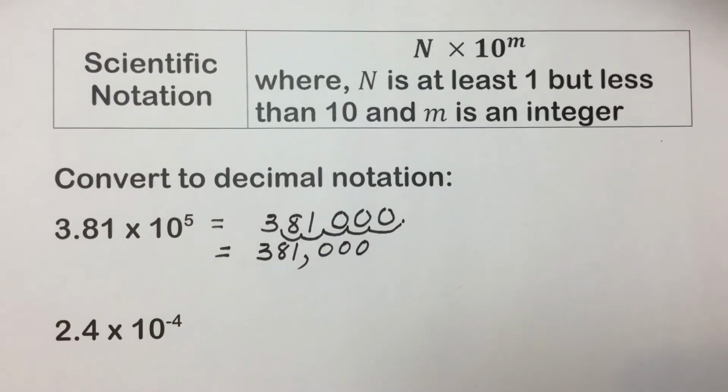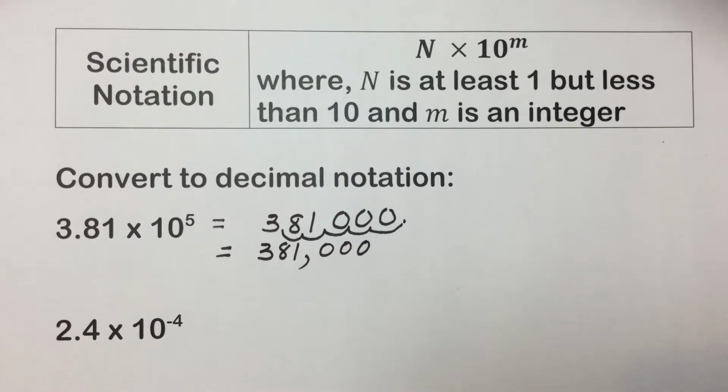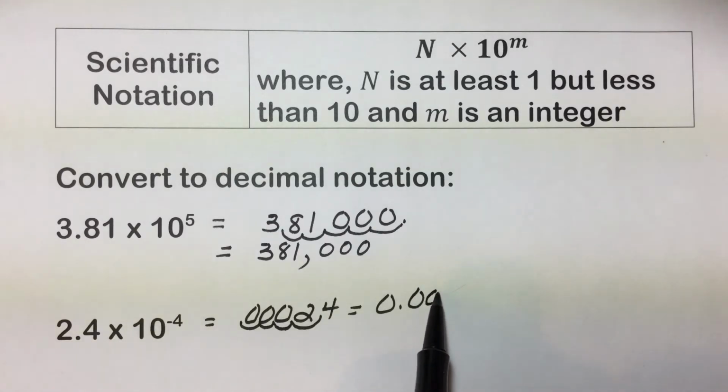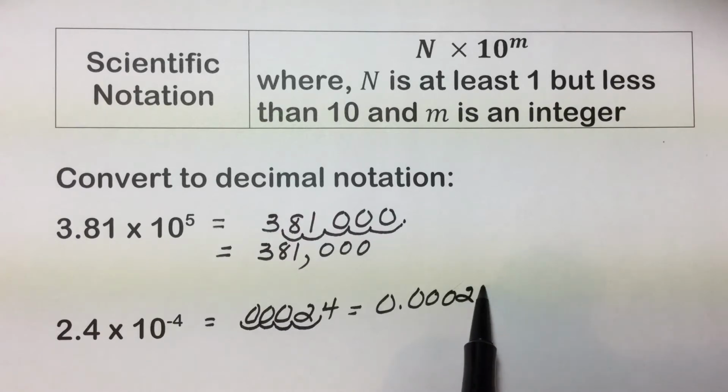We have an equivalent value to this scientific notation of 381,000. In the next problem, since the exponent is negative, the decimal point moves to the left. So in decimal notation, we'll move our decimal to the left 4 places. Here's 1. We've run out of place values or powers of 10, so we'll add zeros and continue on, which gives us the decimal notation equivalent to the scientific notation of this number of 0.00024.